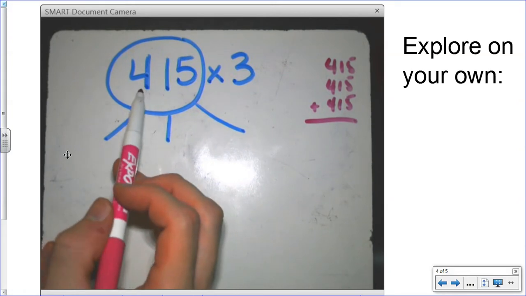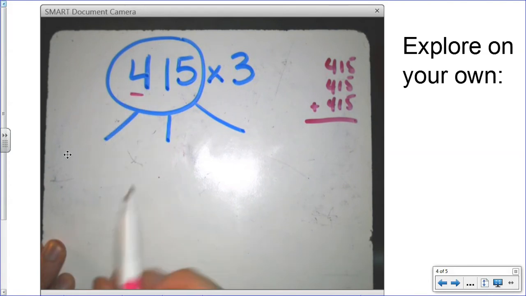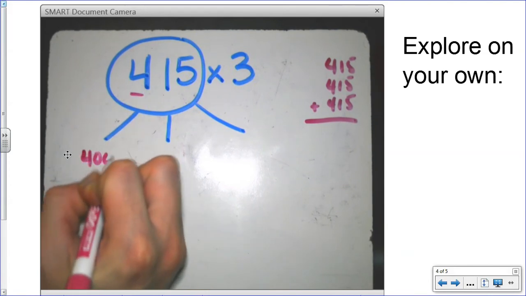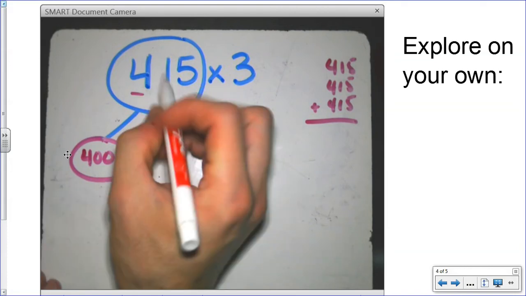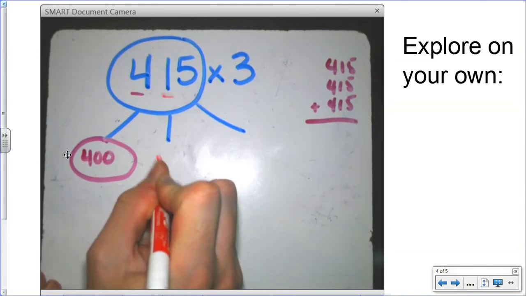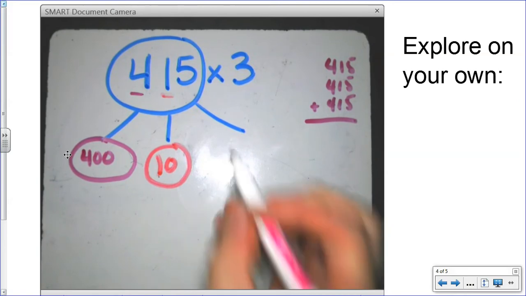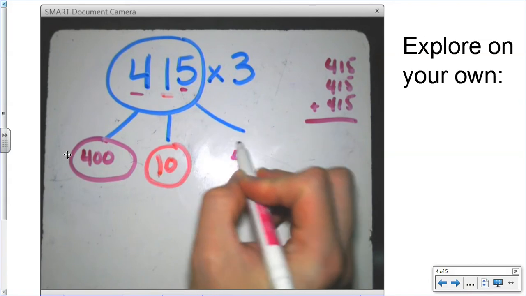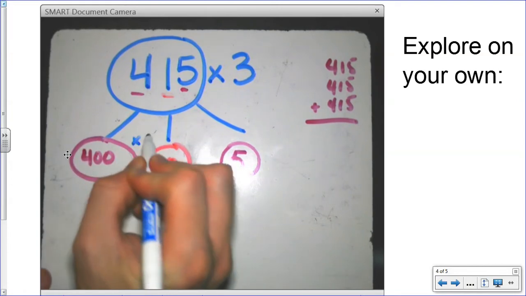And remember, I'm going to first write down the value of each digit. So this 4 is in the hundreds place. It's worth 400. And then my 1 in my tens place has a value of 10. And then my 5 in my ones place has a value of 5 ones. And remember that I'm going to multiply each of those by 3.